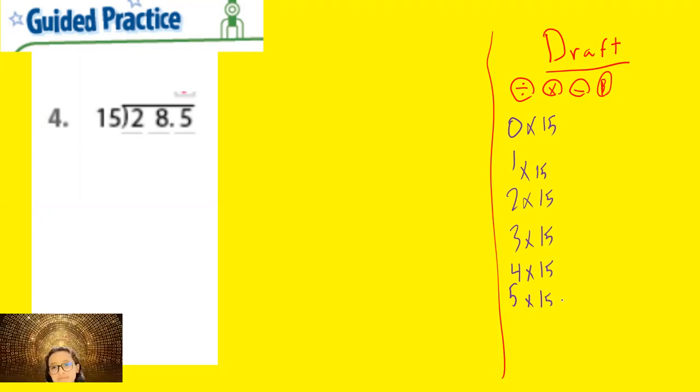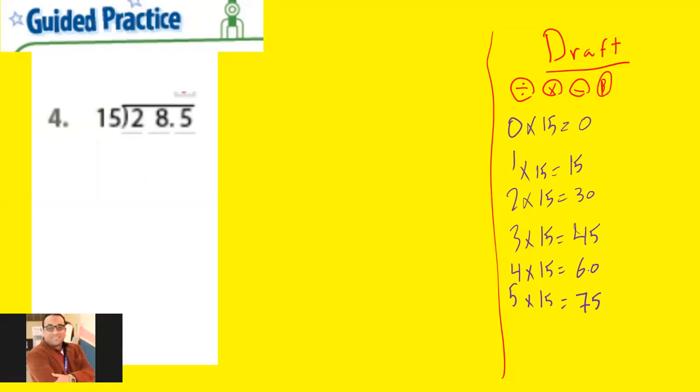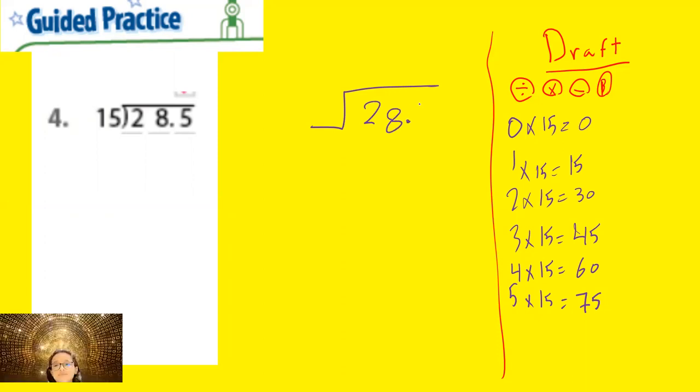Equal. 0 multiply 15 equal 0, 1 multiply 15 equal 15, 2 multiply 15 equal 30, 3 multiply 15 equal 45, 60, 75. Okay, I can start with long division now? Yeah. Maybe.